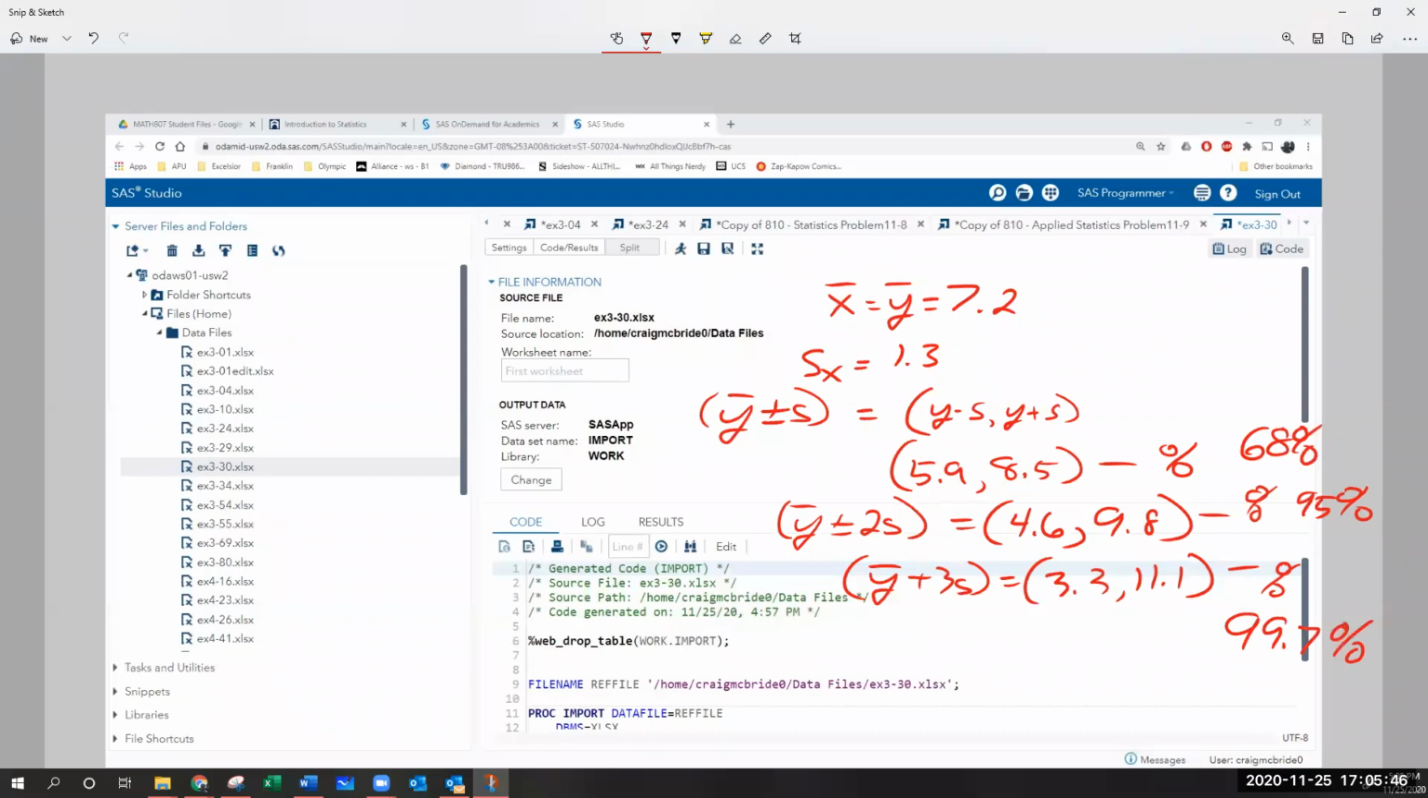So you're going to compare your sample to the empirical rule and discuss if it's close or if it's far off and that kind of thing. So that's 330 in a nutshell.